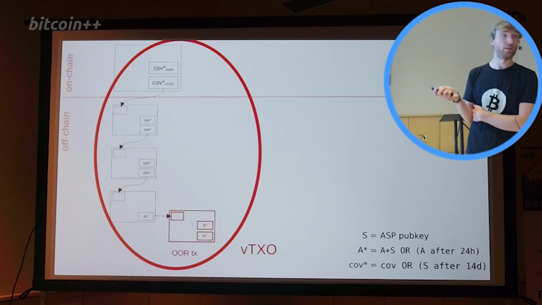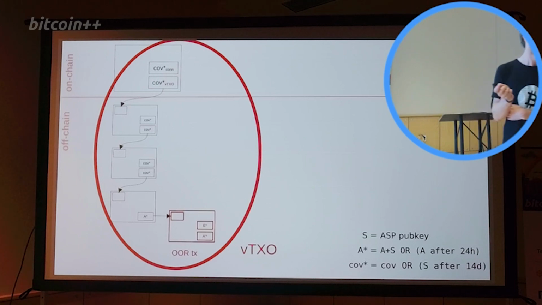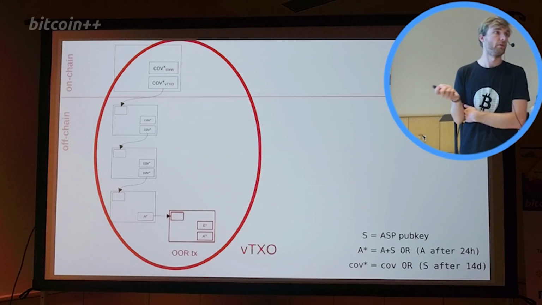No, the ASP just waits, right? The ASP just gets this if the user does nothing. The very top just expires and then all of this disappears and the ASP can just take it. So the on-chain fee, best case, is just an amortized small transaction divided by a really high number of users, so it's going to be really low.